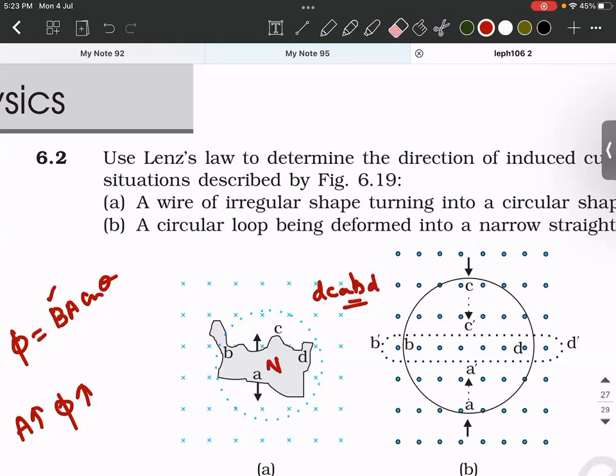Sorry, DCBAD is the answer. Is it clear? So this is how it works.